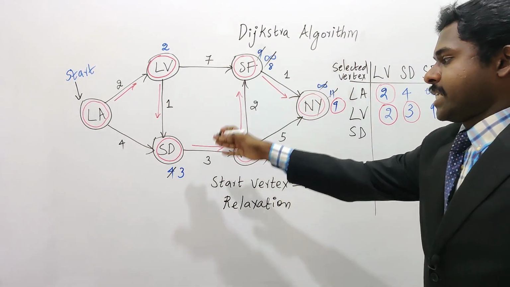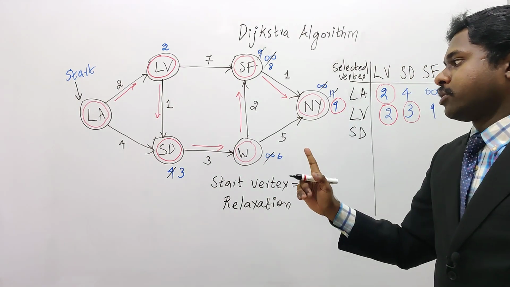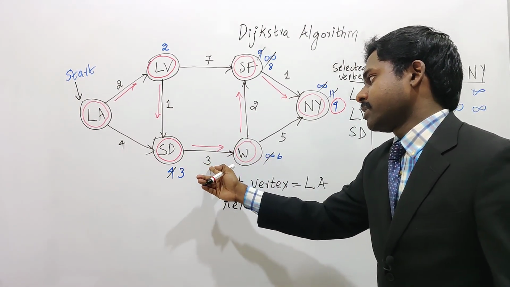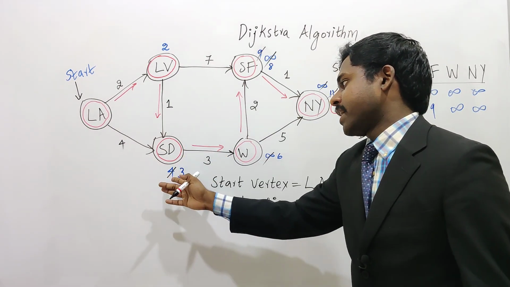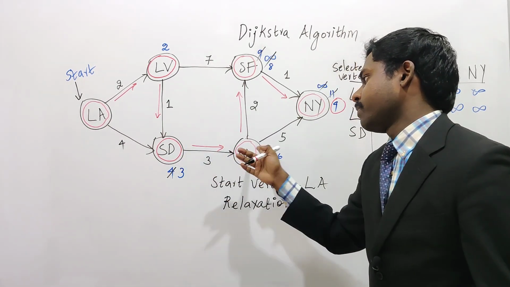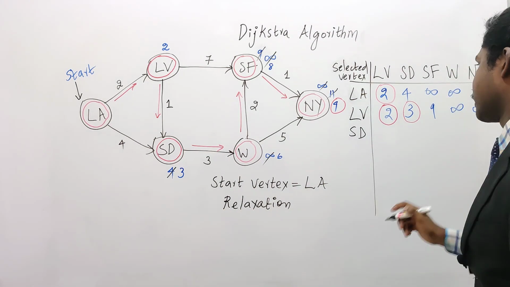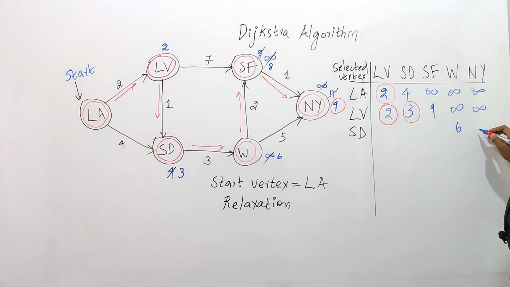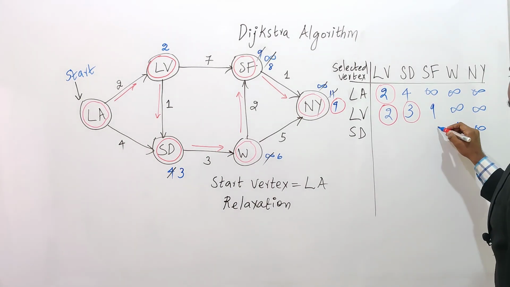Now, once I reach San Diego, what is the path? I have only one choice. I have to go to Washington, right? And what is the distance? Which is 3. So already I have taken 3 distance, so 3 plus 3 will be 6. So Washington will have 6. So I'm updating Washington alone with 6, and all the others will remain unchanged.